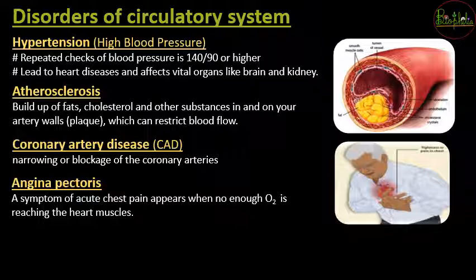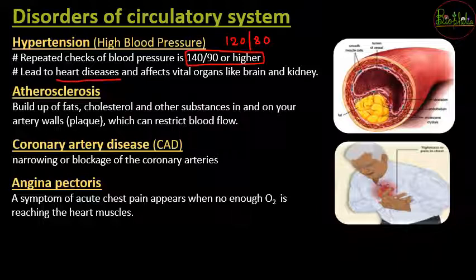Normally your blood pressure should be about 120/80. If this is not seen over many repeated checks, and your blood pressure is showing 140/90 or higher, then you are going to be diagnosed with a common disorder, that is hypertension. Hypertension can be treated, it can be cured with the help of tablets or other means. But if it is untreated or left unknown, it can lead to heart diseases.